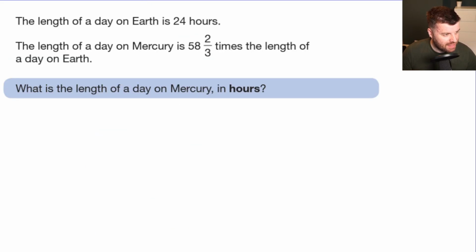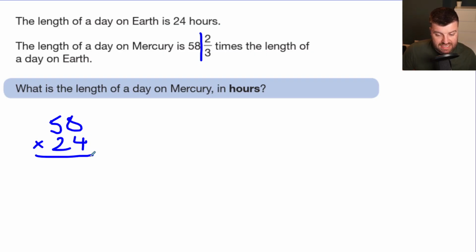Keep going, come on. The length of a day on Earth is 24 hours. Oh, you would have seen this one in one of our walkthroughs if you watched the whole paper. The length of a day on Mercury is 58 2/3 times the length of a day on Earth. My goodness. The trick here is to do 58 2/3 multiplied by 24, and the best way is to split this up. So you're going to start by doing 58 multiplied by 24, and this is actually long multiplication. It's nothing to do with fractions, decimal, percentage, but you'll see why in a minute.